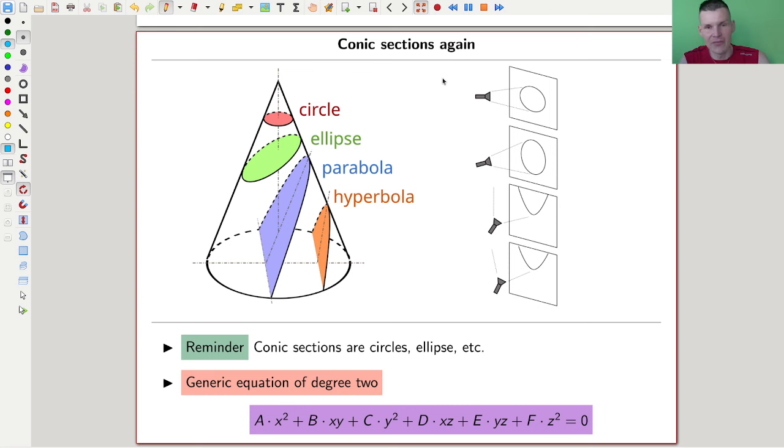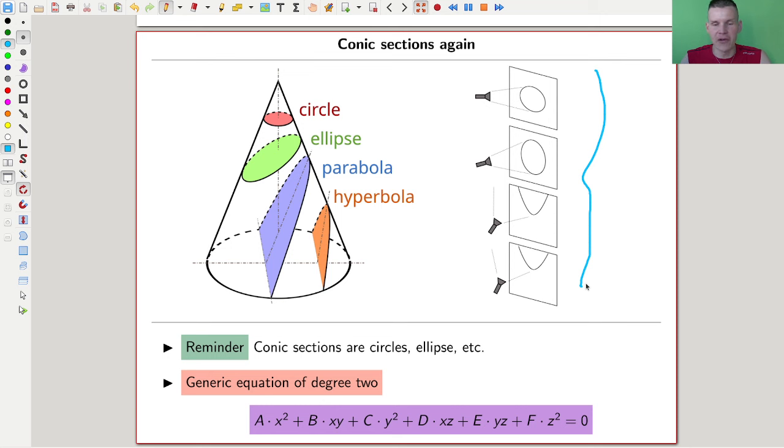Where should we start? With the most important object in algebraic geometry, the conic section. So if you remember the conic sections, the things you can pull up with a flashlight. You have a circle, an ellipse, a parabola, and a hyperbola, depending on how you put your flashlight towards the wall, right? So just straight on, you get a circle. A little bit tilted, you get an ellipse, and then eventually there should be some breaking point to a parabola, and then you get a hyperbola.